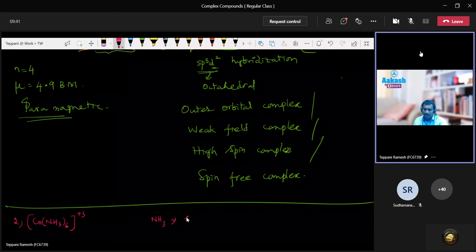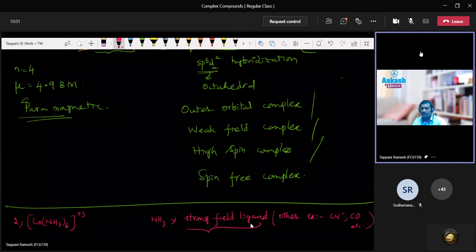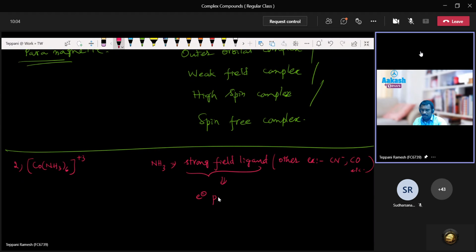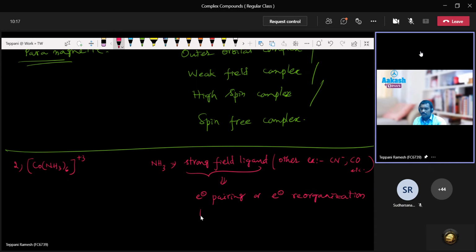Here ammonia acts as a strong field ligand. Other examples: cyanide ion, CO, etc. Here what happens is electron pairing or electron reorganization takes place even against Hund's rule.